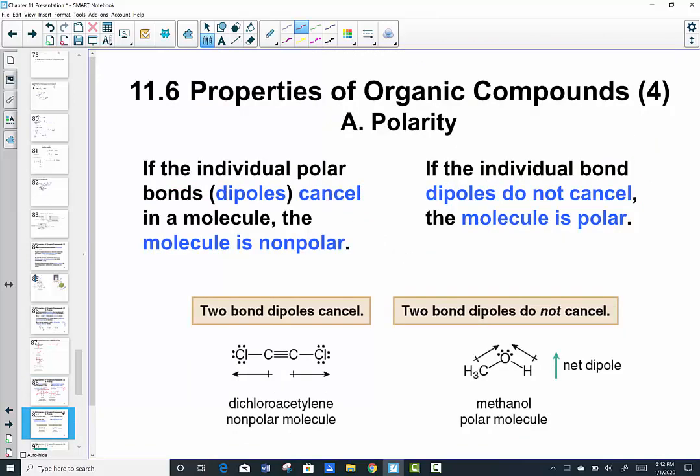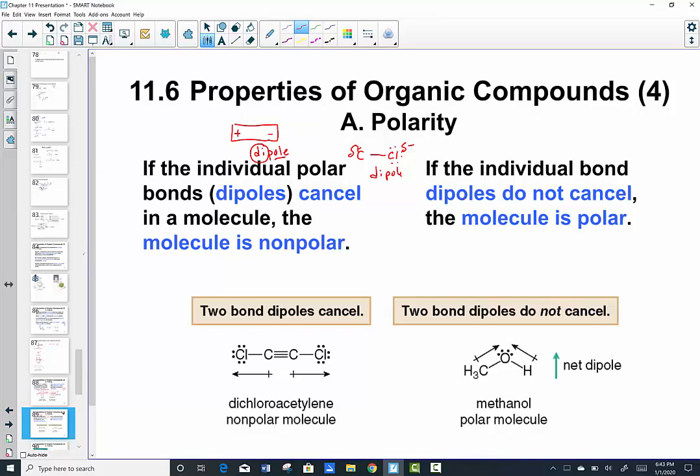If the individual polar bonds, which we can call dipoles, remember what a dipole is? Think of a bar magnet which has a positive terminal and a negative terminal. It's considered a dipole because it has two charged ends that are oppositely charged, a dipole. So when I drew that carbon to chlorine bond, and it had a positive region and a negative region, this could be thought of as a dipole. It has a dipole moment, which means an unequal distribution of electron density throughout its structure.